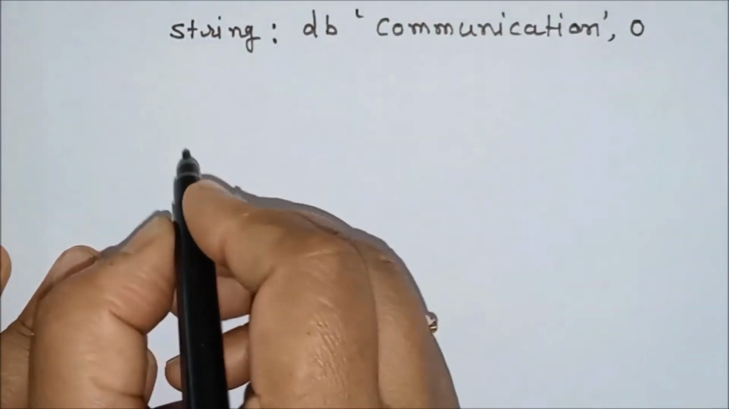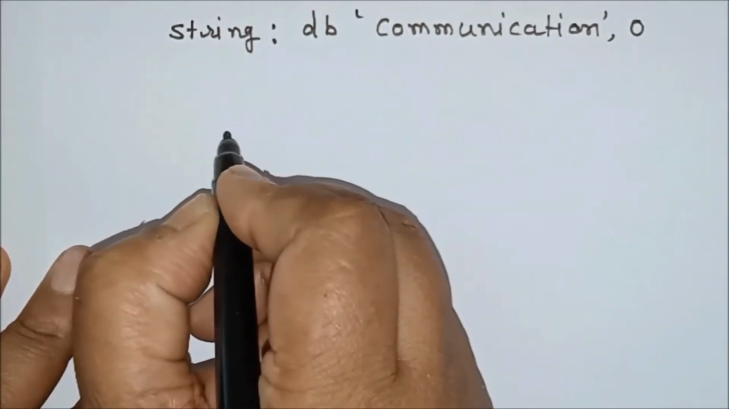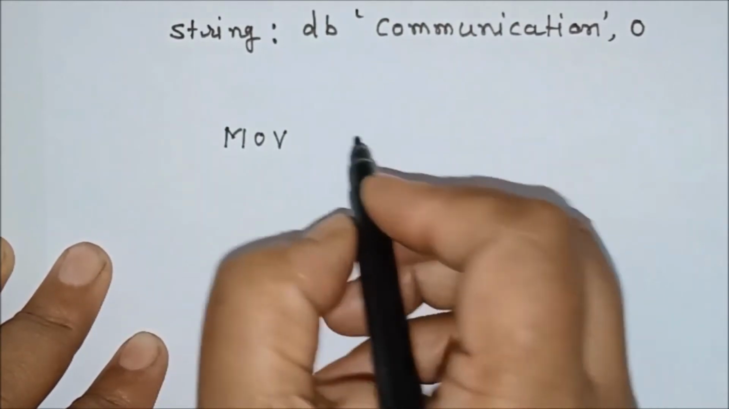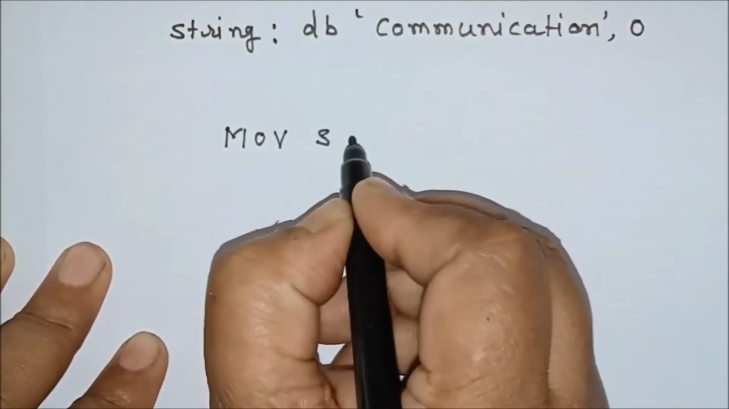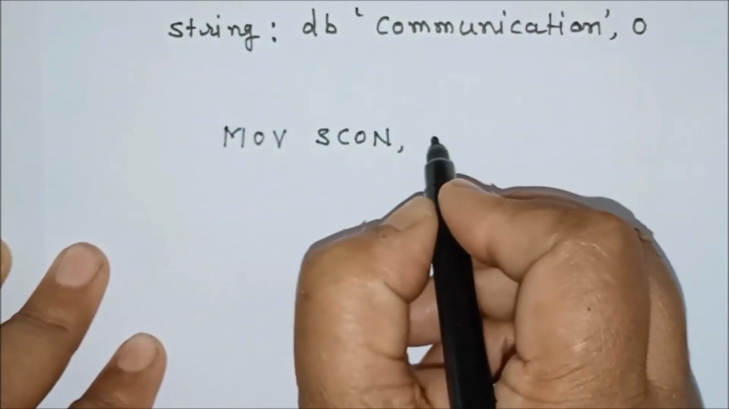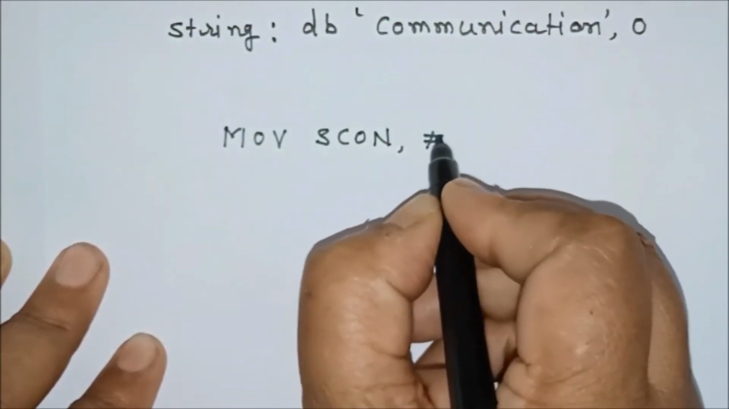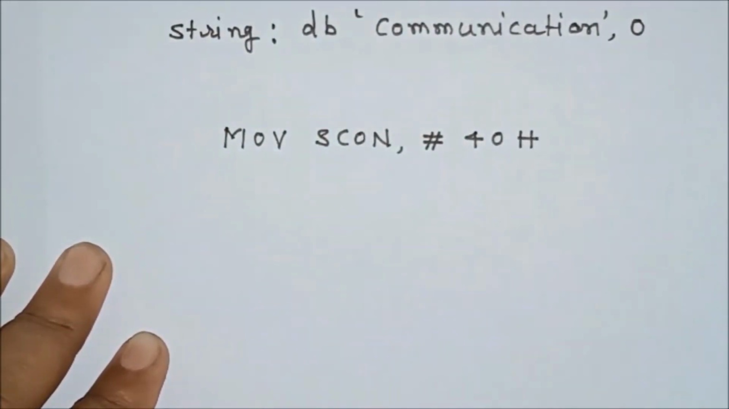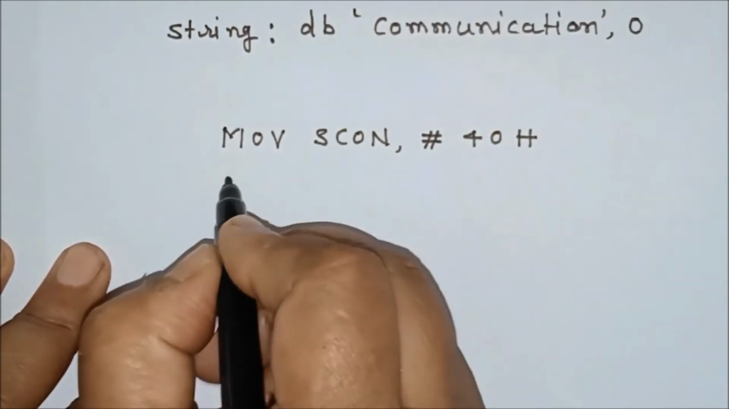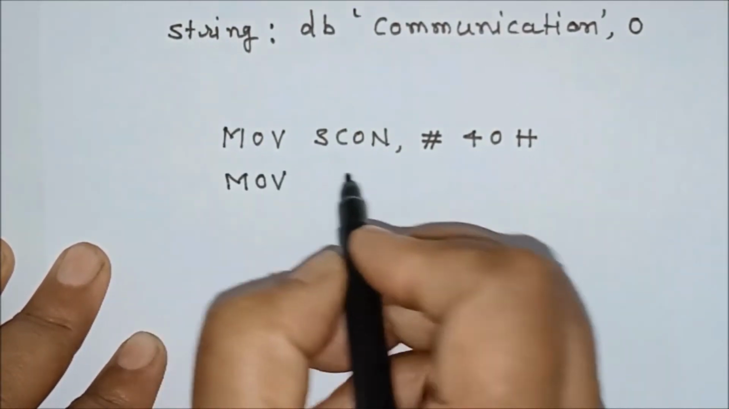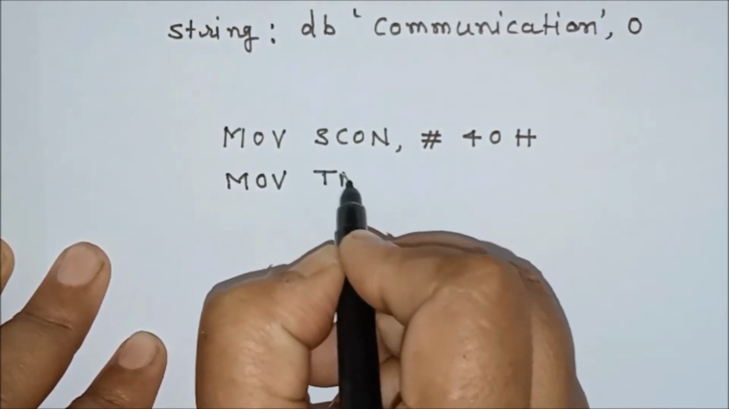First we'll initialize all registers while writing the program. First register is SCON register, that is serial communication control register. We have computed a value which is to be stored in SCON register, that is 40H. So we'll initialize SCON register. Next we'll initialize TMOD register.